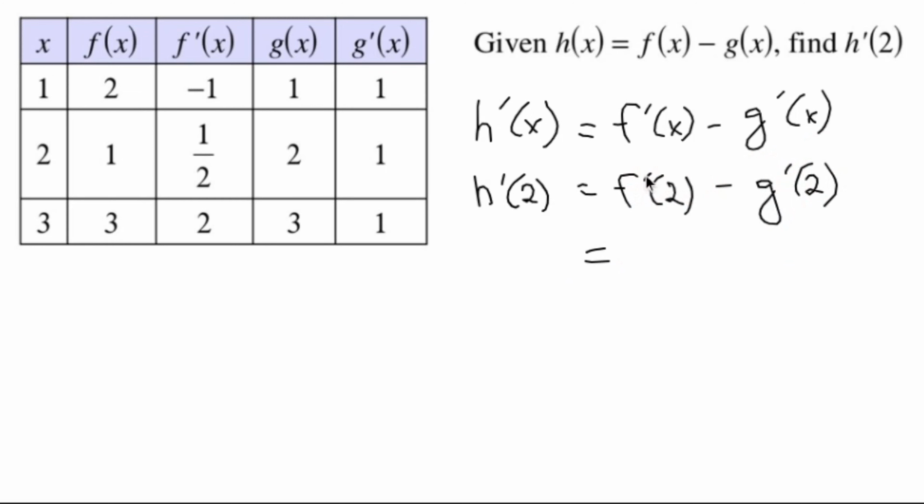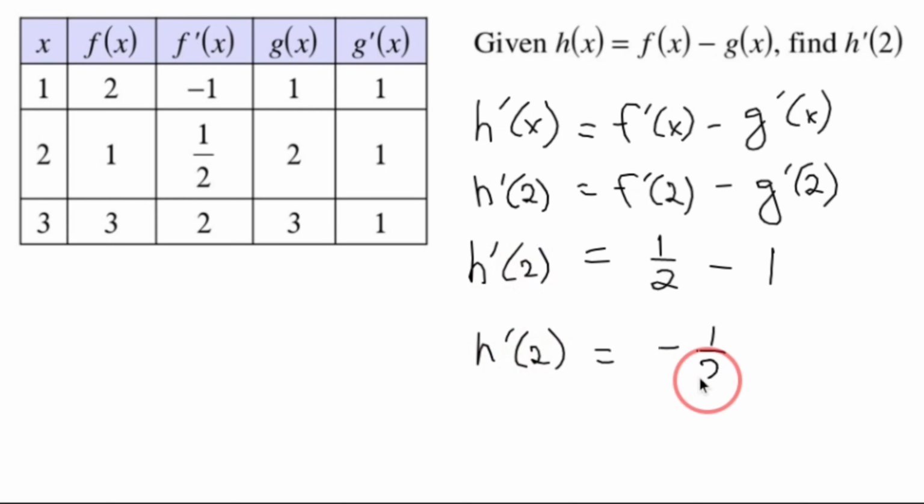F prime of 2 is a half, minus g prime of 2 is 1. And so h prime of 2 is a half minus 1, which is negative a half. Oh, that was neat. I liked it. I liked it a lot.